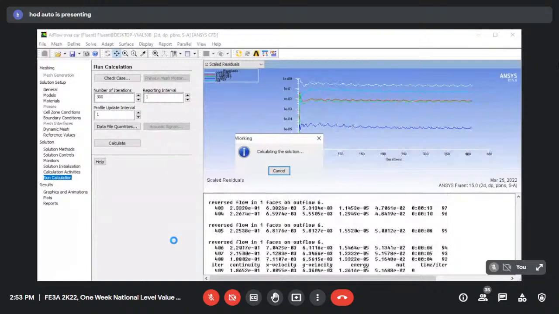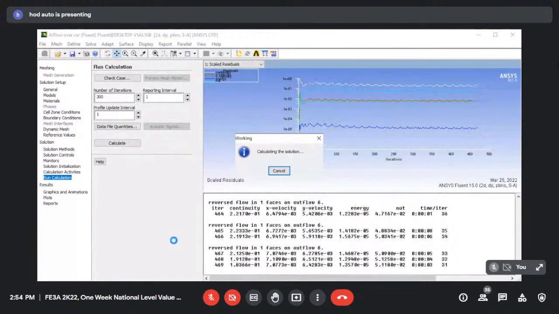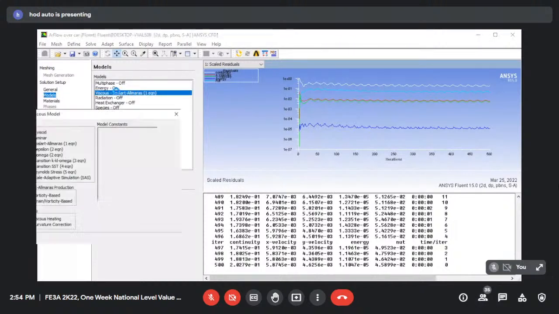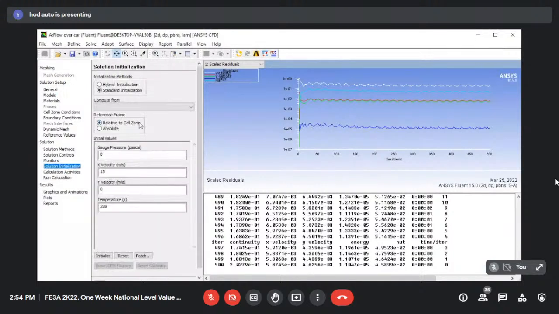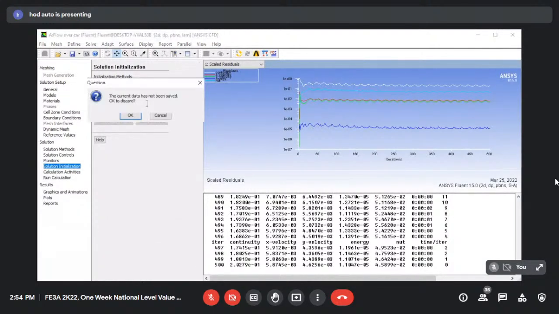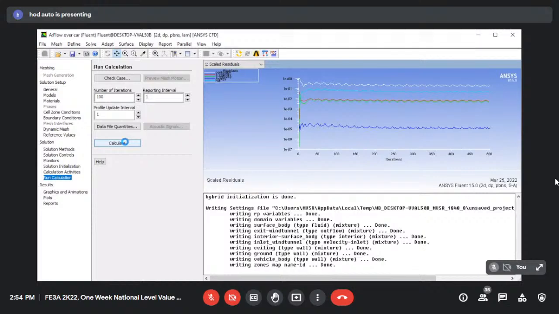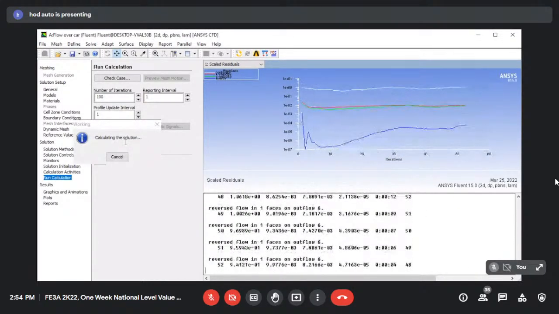There's a slight reverse flow that we are observing. We'll do one thing. Go with laminar initially. Try. We'll go with hybrid initialization. Run calculations. Let's ask it to calculate. We just changed the model. Good. It is also showing some reverse flows.